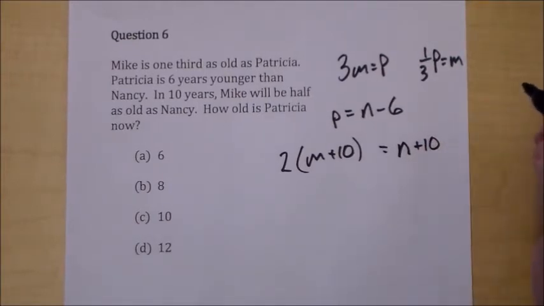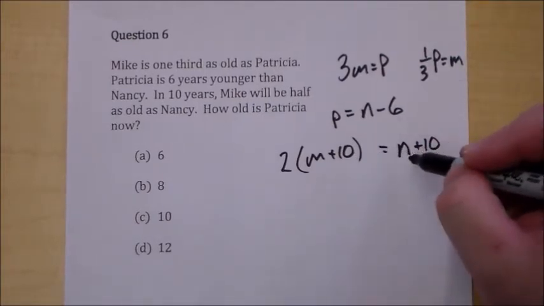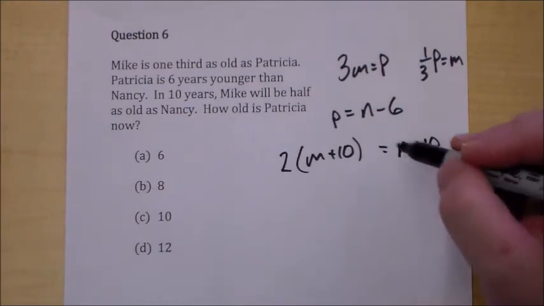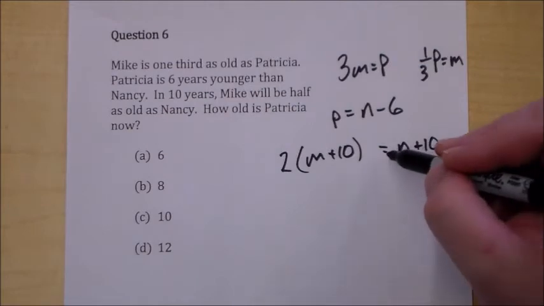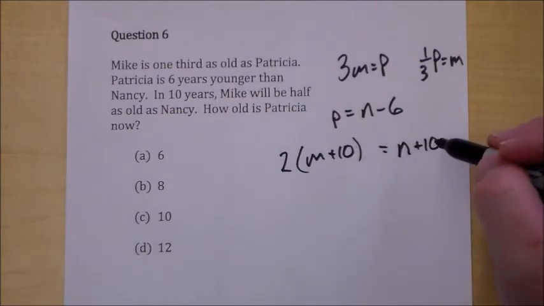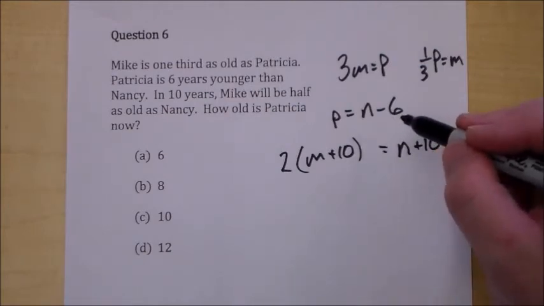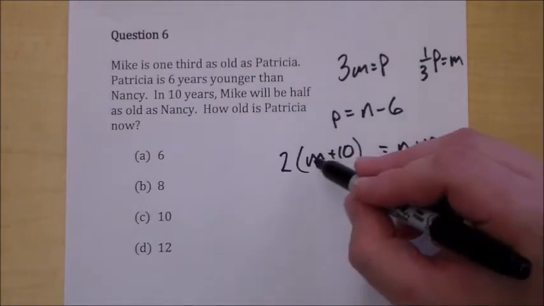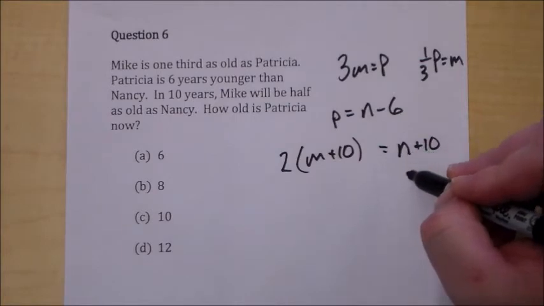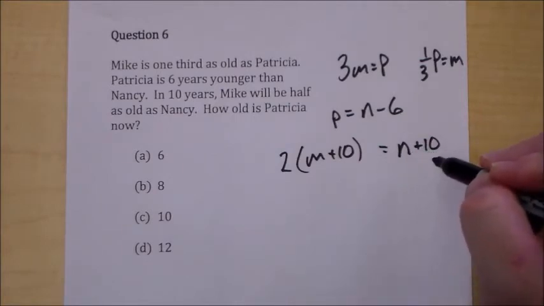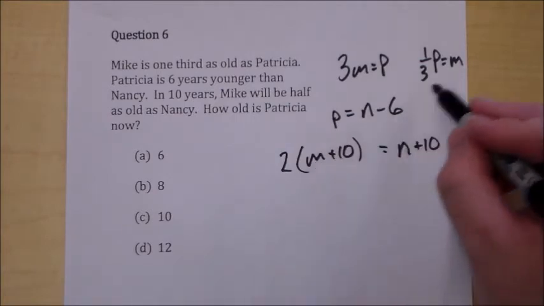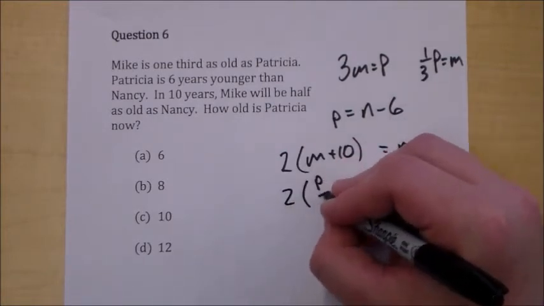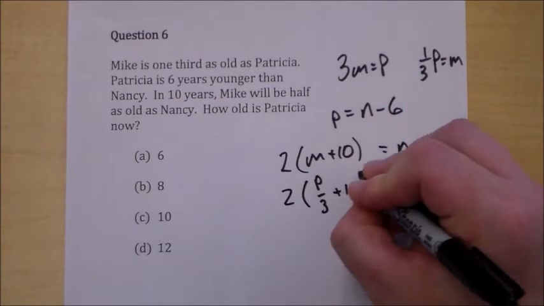How old is Patricia now? All right, so we have N and M here, and we want to find out how old Patricia is now, but even if it said another name, I'm thinking N and M can be substituted for P more easily than other variables. So let's just go with figuring out what M can be substituted for P and N can be substituted for P and work from there. Okay, so M equals 1/3 P. So we'll do P over 3 just to keep it simple, plus 10.